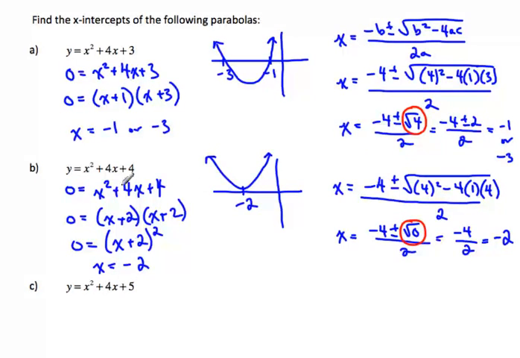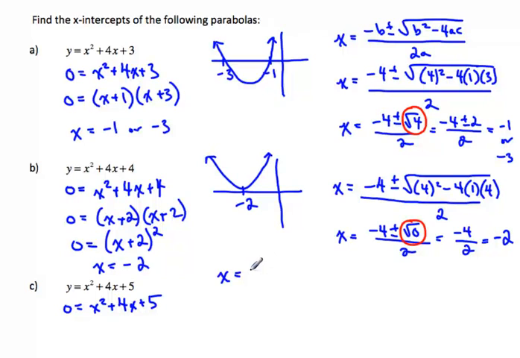Let's look at one more example. Now I've added one more to the c value. By taking this function and adding one more, I'm vertically translating it 1 up. And now to find the x-intercepts, I'm going to set y equal to 0, and this one doesn't factor nicely because I can't find two numbers that multiply to 5 and add to 4. So I'm going to do it using the quadratic formula.